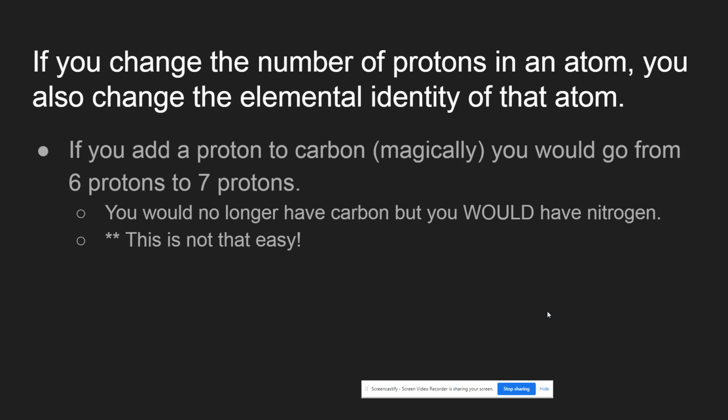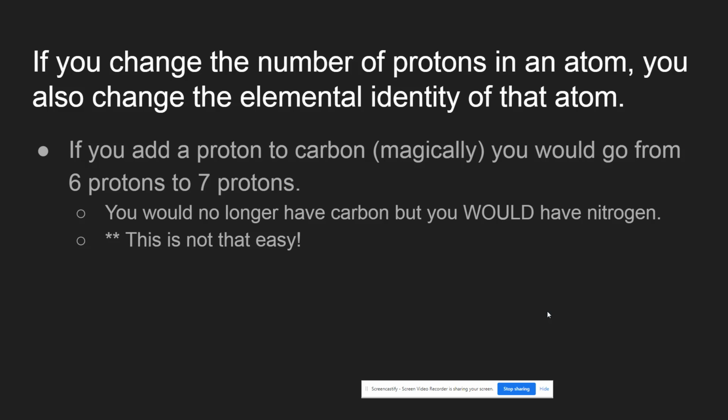If you change the number of protons in an atom, you also change the elemental identity of that atom. Someone in the lesson 11 follow-up question said that you can take away protons and add electrons to get a new element. No, that doesn't really do it. That gives us an ion if we give up or gain electrons.